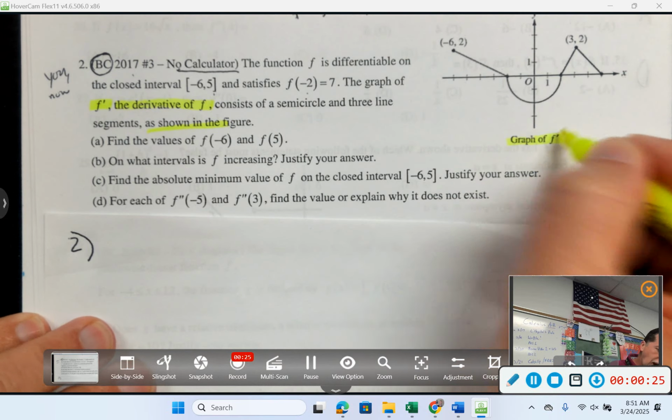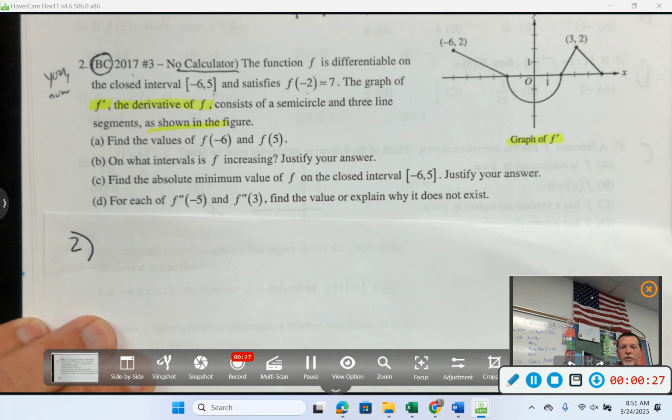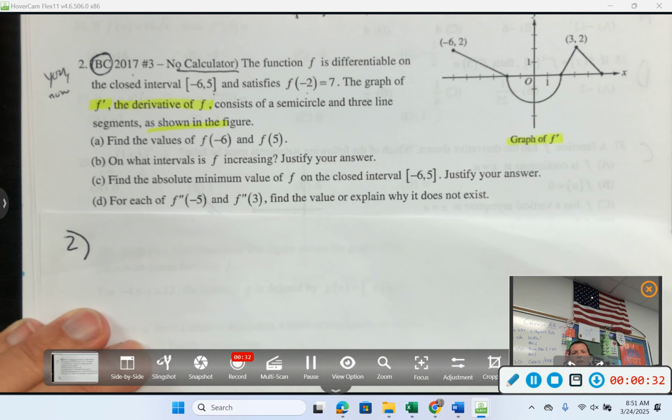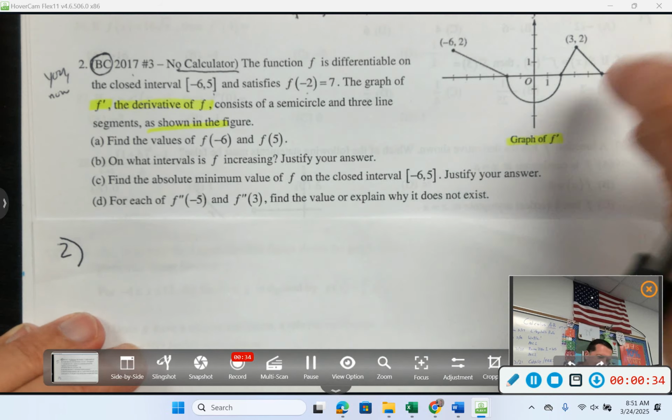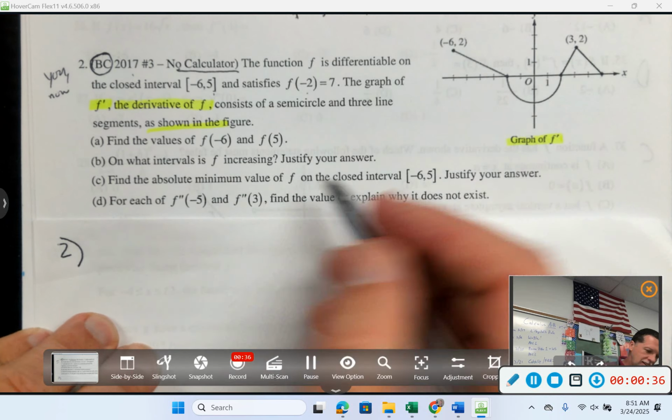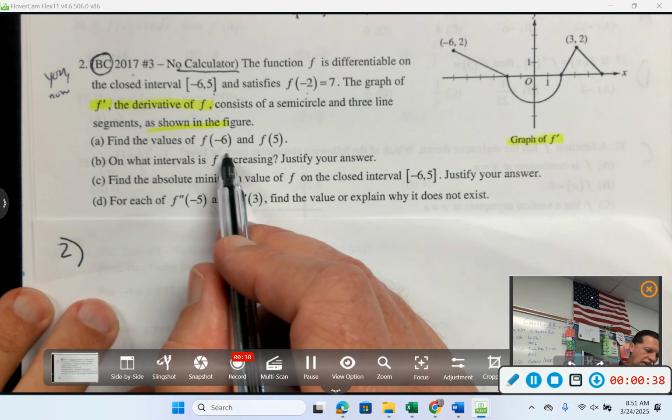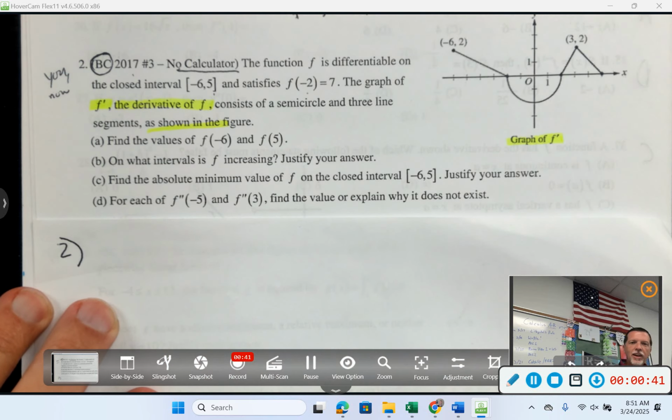So this is the graph of f prime. They do not want us to miss the fact that this is f prime, not f. So we'll have to be super careful when they're asking us questions that this is f prime, not f. Find the values f of -6 and f of 5.